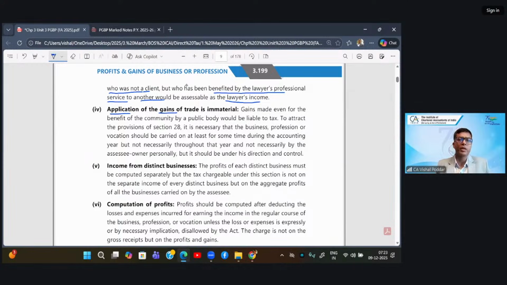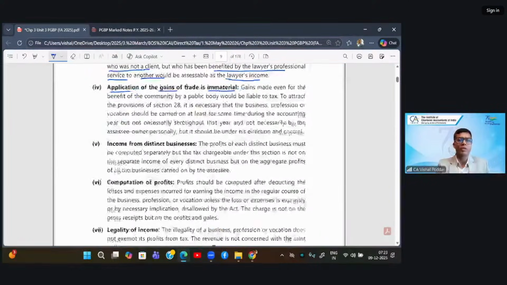How you spend this money is immaterial. Whatever you are earning from business, there is no requirement that it should be spent in business only. It can be spent for any purpose. So the source of earning decides the head, not how you are spending it.